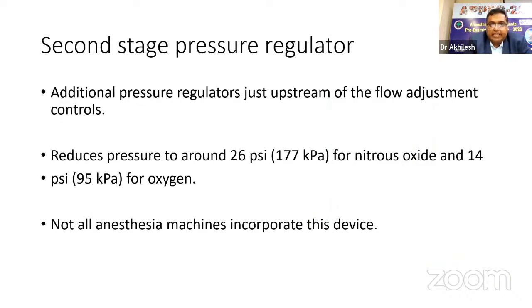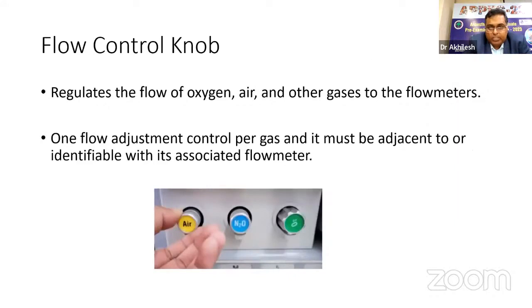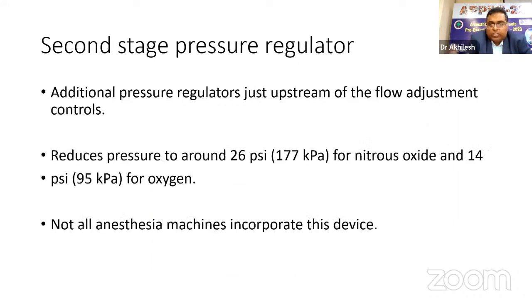Now comes the second stage pressure regulator. There's an additional pressure regulator just upstream of the flow adjustment controls. These are the flow adjustment controls, the flow control knobs. Just upstream, like, it is clear at this point that when you read the book, it talks about upstream and downstream. I always used to get confused. What do you mean by upstream? What do you mean by downstream?